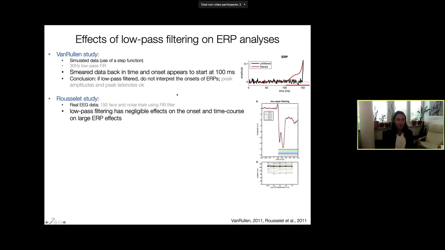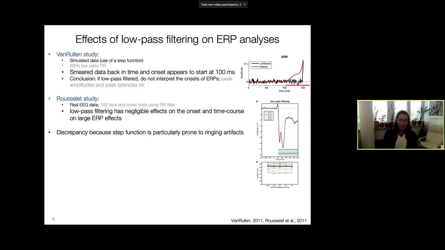In the same year, Rousselet also published a study. He investigated different low-pass filters, seen here in different colors, using real EEG data, and found that different low-pass filtering has almost no effect on the onset and the time course of large ERP effects. Here we see the different onsets with the different cutoff frequencies, and they're all more or less the same. The amplitude also doesn't change as long as you use a cutoff higher than 20 hertz, which is recommended anyway. Where does this discrepancy come from?